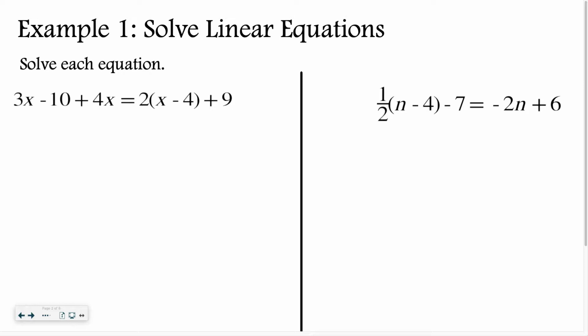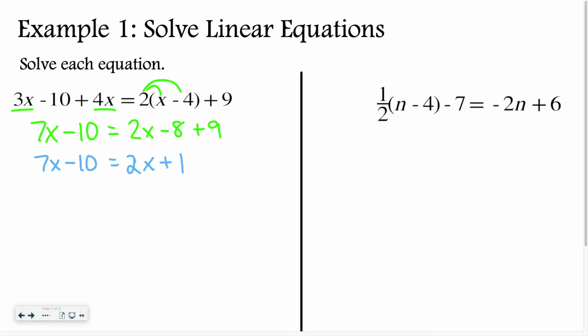So we have 3x minus 10 plus 4x equals 2 times the quantity of x minus 4 plus 9. So I'm going to start by simplifying each side of the equal sign. On the left side, I'm going to combine that 3x and 4x, turn that to 7x minus 10 equals. And then I want to get rid of that parentheses, so I'm going to start by distributing the 2 on that side of the equal sign. I'm left with 2x minus 8 plus 9, but I can still simplify that right side because I have an 8 and a 9 that can be combined, so that's going to become plus 1.